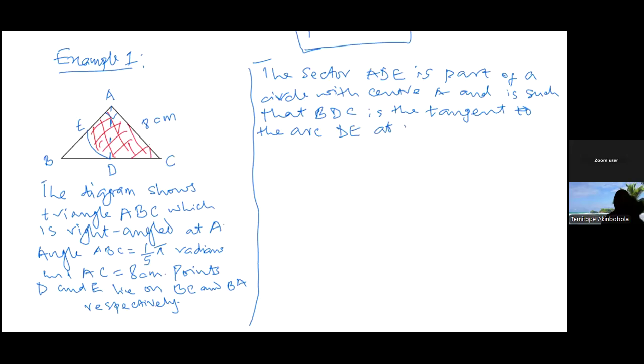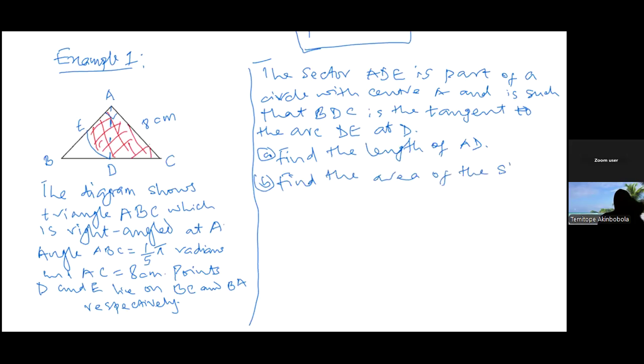So question A: find the length of AD. Question B: find the area of the shaded region. So please write the question quickly.